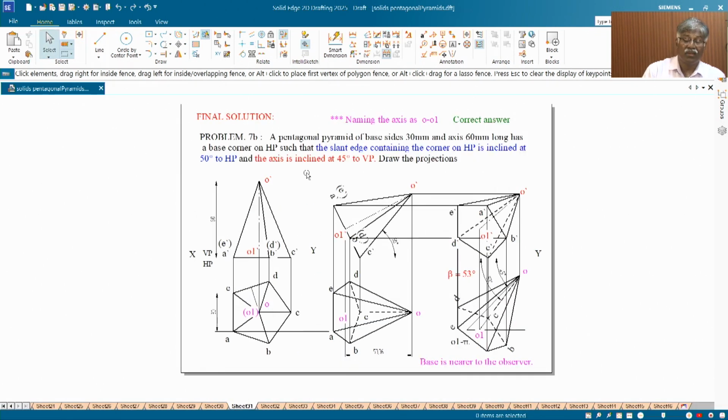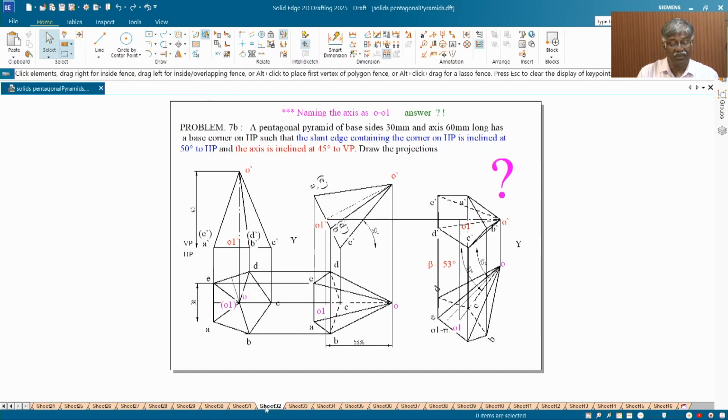Now, this is the final solution with all the axis representation and all, for the slant edge inclined at 50 degrees to HP. Next comes the generator, slant edge on HP.